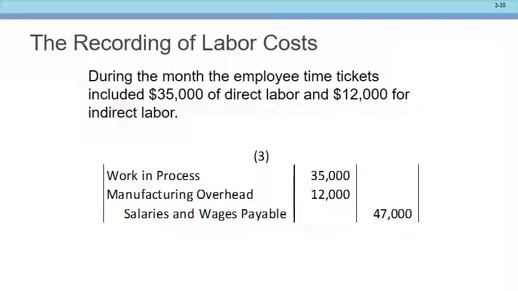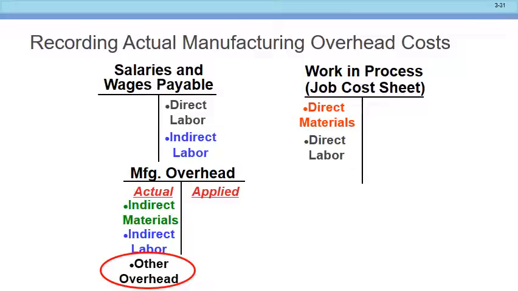So what happens? We debit the manufacturing overhead for 12,000 for the indirect labor, and the work in progress for the direct 35,000. Of course, we have to pay them, so we set up the payable, right? Okay, good. Now we have other overhead.